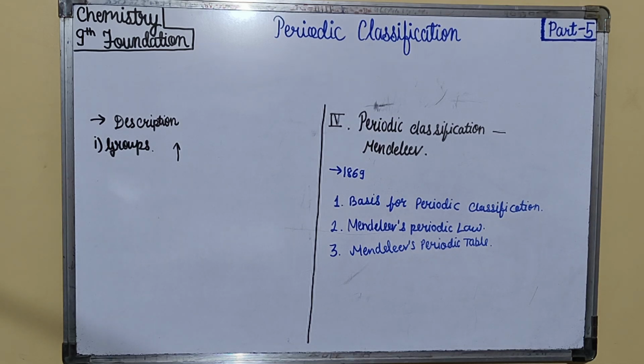The third point is except the 8th group and the 0 group, each group is further divided into 2 subgroups designated as A and B. The fourth point is the elements which lie on the left hand side of each group constitute subgroup A, while those placed on the right hand side form subgroup B.